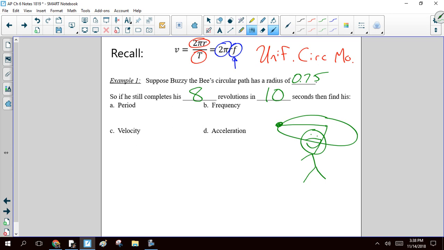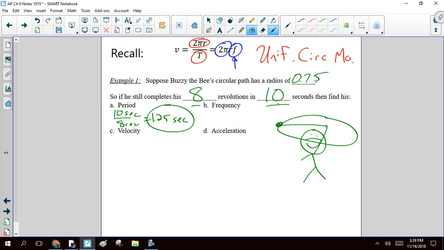All right, so if we want to find the period, remember the period is the time for 1 revolution. So if 10 seconds is the time for 8 revolutions, that's the same as 1.25 seconds per revolution. So we just say the period is 1.25 seconds.